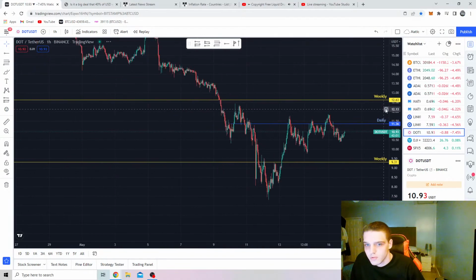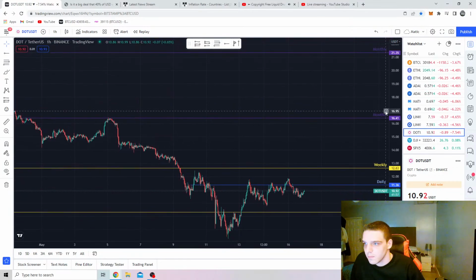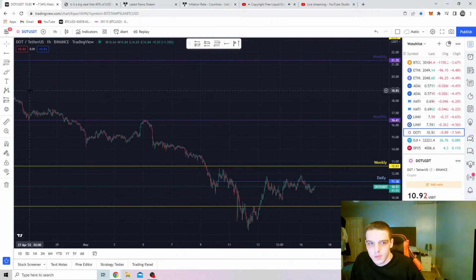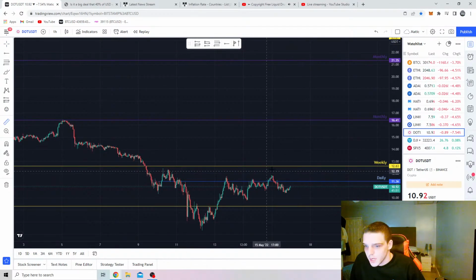Similar sort of scenario, as you can see with Polkadot. On this weekly, similar to Bitcoin, remember, Bitcoin's got an important weekly level that it's got to break at 31,700. As you can see here, Polkadot's got a very similar level.